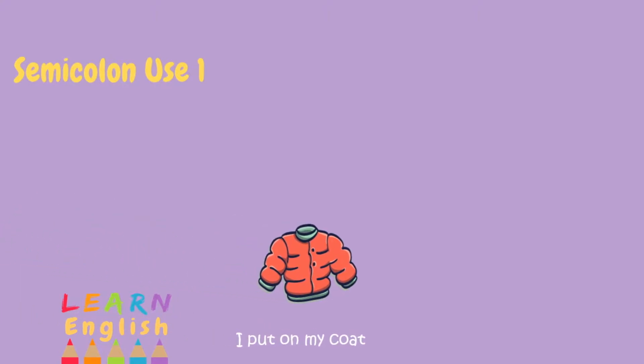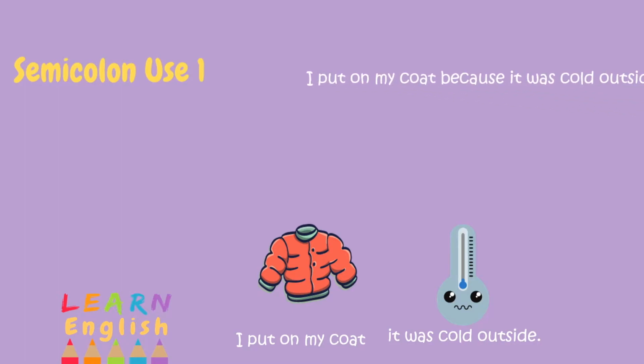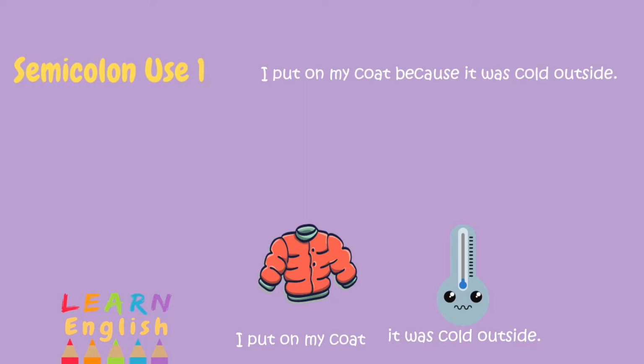So, now we know all about what a semicolon looks like and how strong it is, let's learn how to use one. There are two different uses of a semicolon. First of all, we're going to learn use 1. So, if I wanted to write down these two ideas, I put on my coat, and it was cold outside, there are 3 different ways that we can do this. We could connect the ideas with a connective, like this. I put on my coat because it was cold outside.